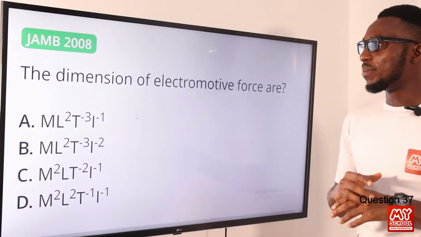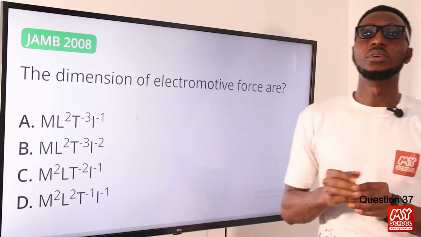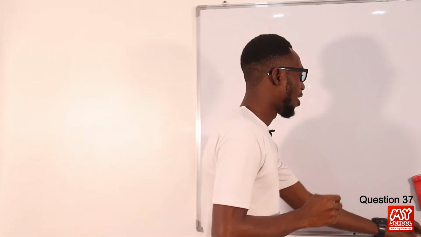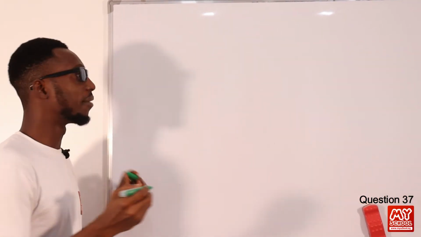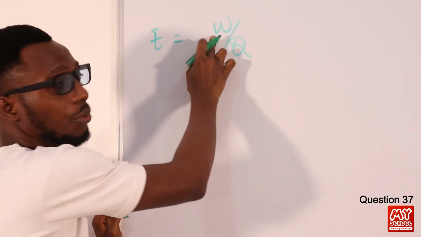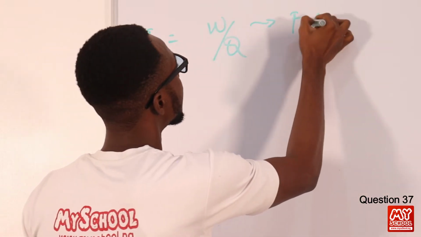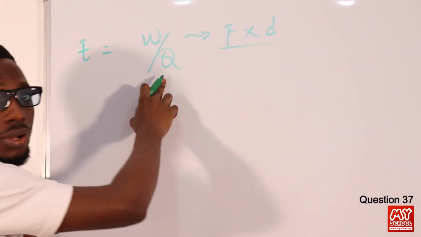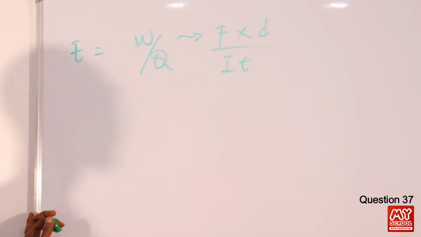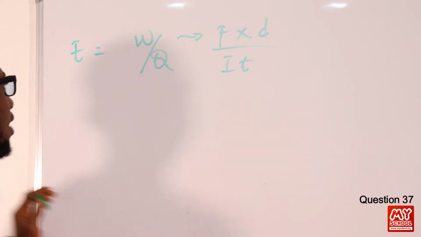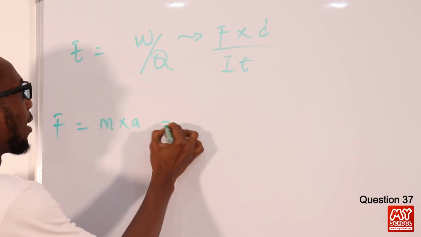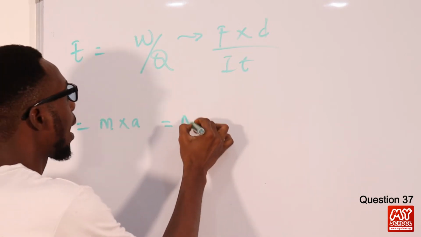37. The dimension of electromotive force are what? Okay, so let's do this together. We have to move to our solution, whiteboard. All right, so if you look at the definition of EMF, we can take it as this. Work done over Q, and we know that work done is force times distance, and Q equals I T, right? This is current, this is time. So let's break this down. We know that force is mass times acceleration, right? And for mass, the dimension, you can still use M.